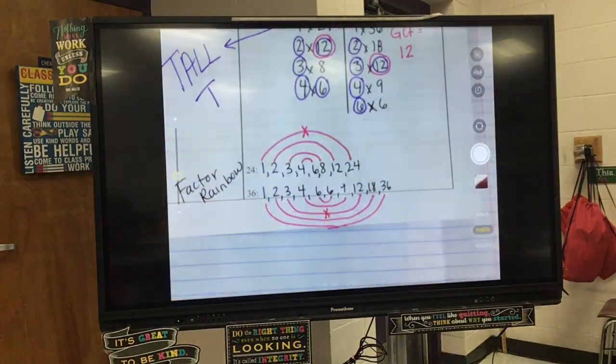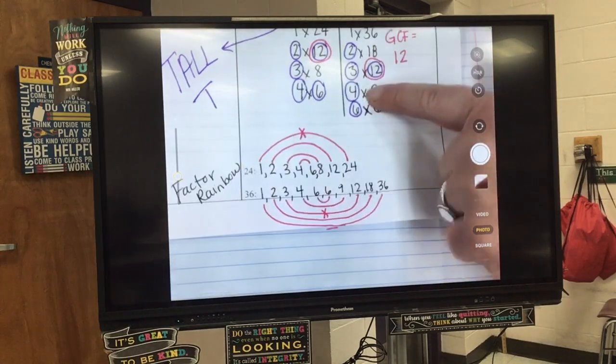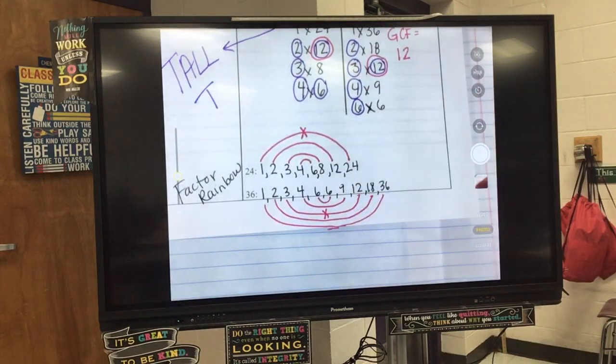Again, I don't like them because they're super messy. I don't care how neat you are. And if you miss one, then you have to erase all the numbers and go. But if that's what you like and you want to do it that way, I'm never against anything that makes more sense to you than something else, right? So do whichever one you feel most comfortable with. You can either use T's or you can use factor rainbows.